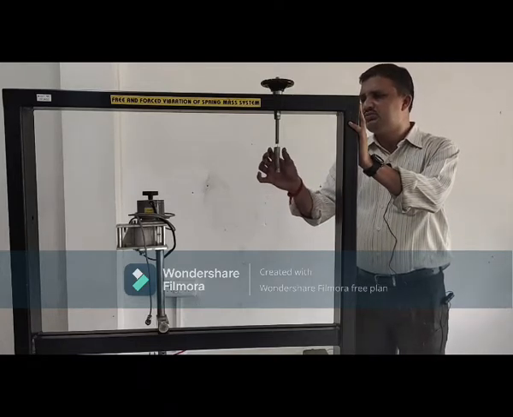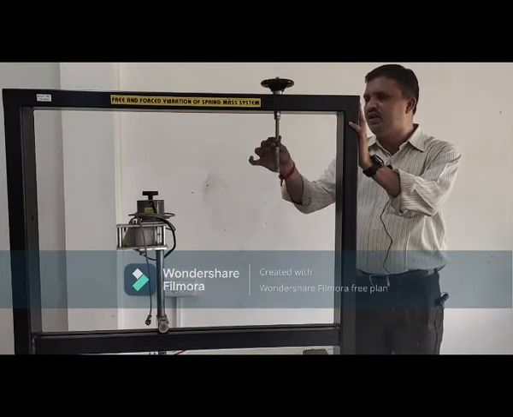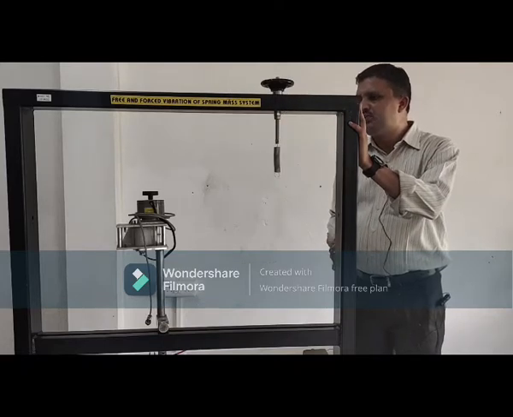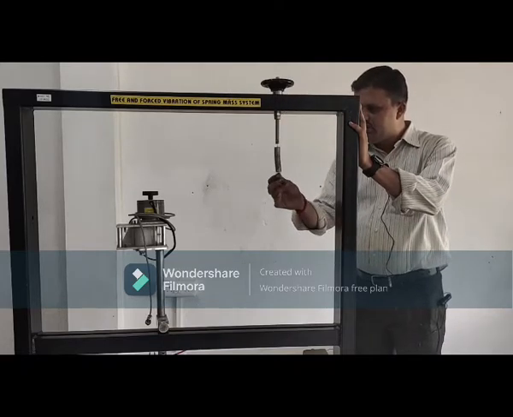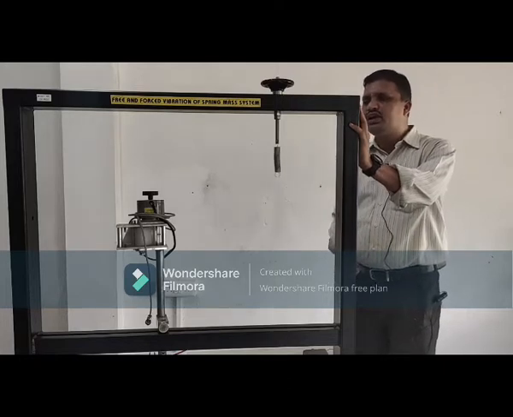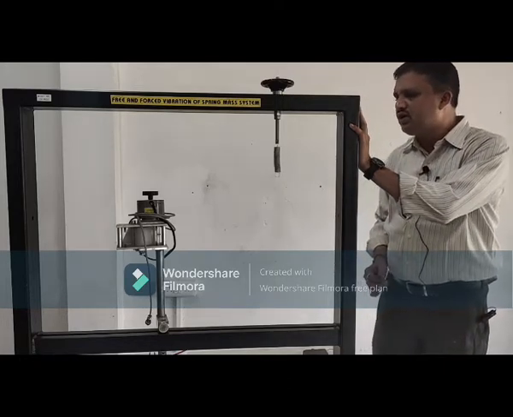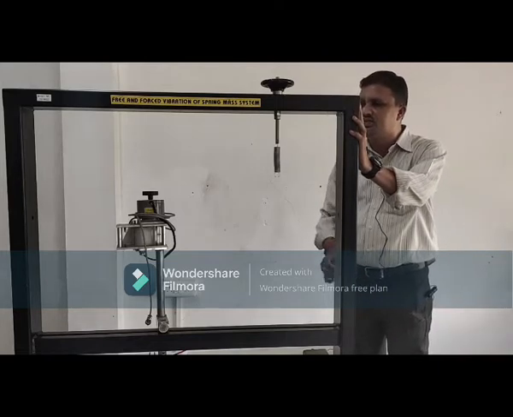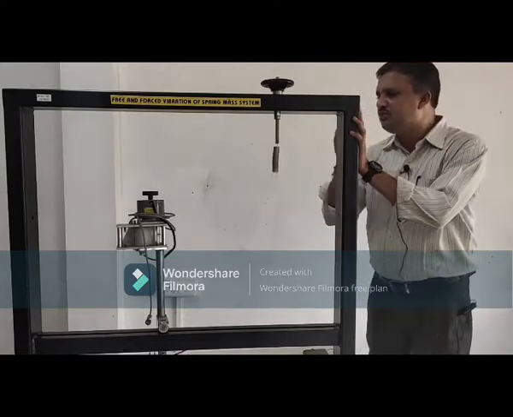Here, this is the spring attached to a fixed end of this fundamental setup. This is the closed coil helical spring. Now we need to find the natural frequency of the free vibrations if a mass is attached to this spring.